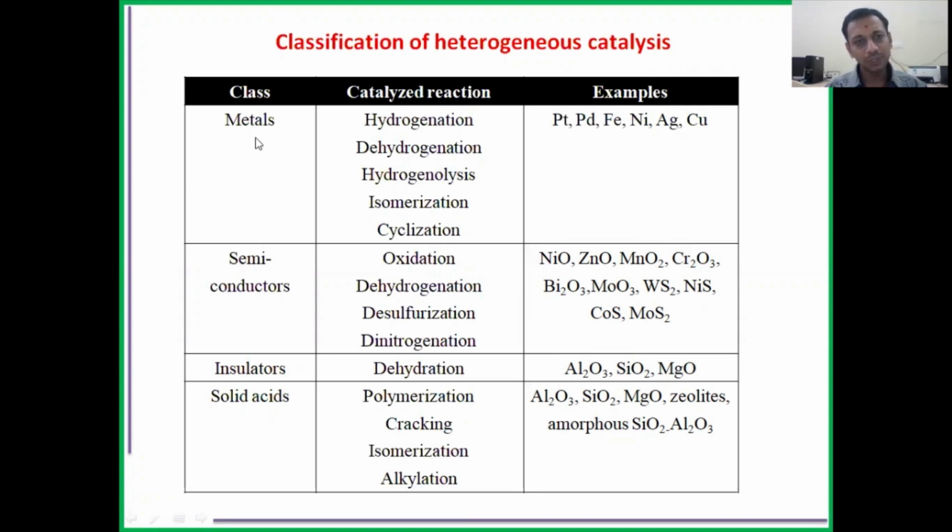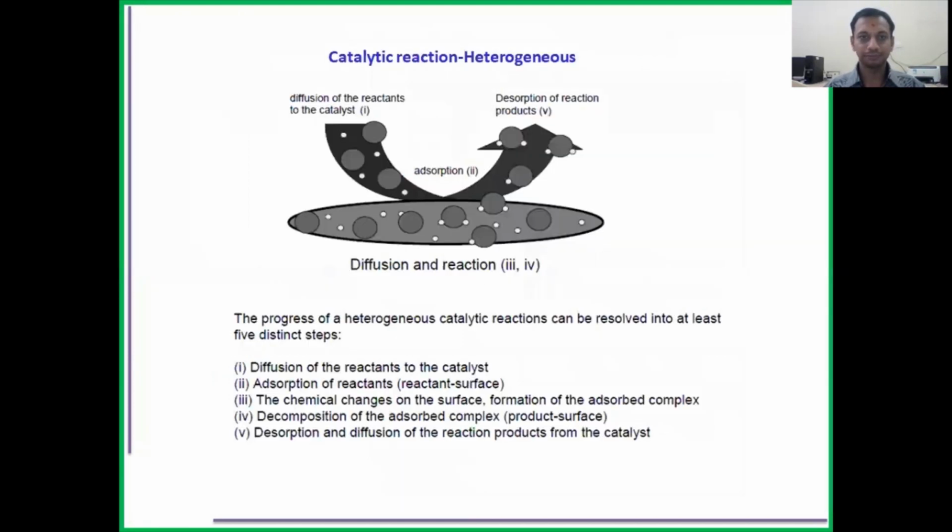So by using metals as a catalyst, we can do hydrogenation, dehydrogenation, hydrogenolysis, isomerization, cyclization. These types of reactions are there. By insulators, by using these aluminum oxides, silica, magnesium oxide, we can do dehydration reactions. Cracking, we can do by using this silica, magnesium oxide, zeolites. All these types of reactions are connected with different types of catalyst material.